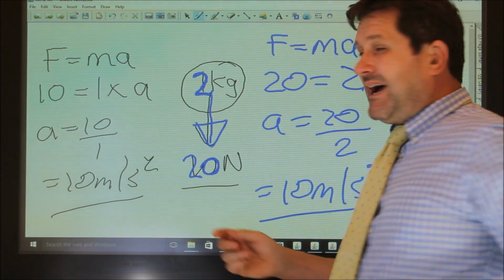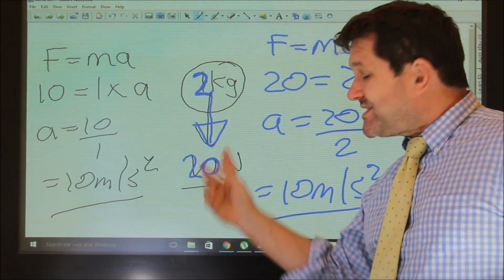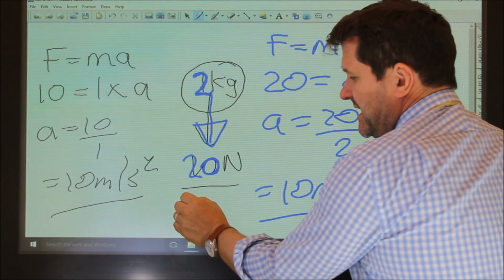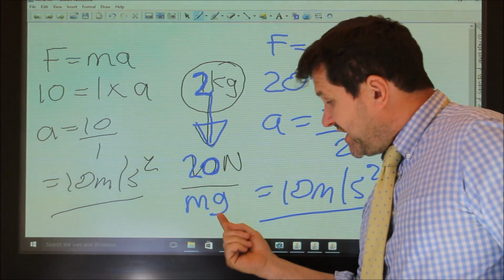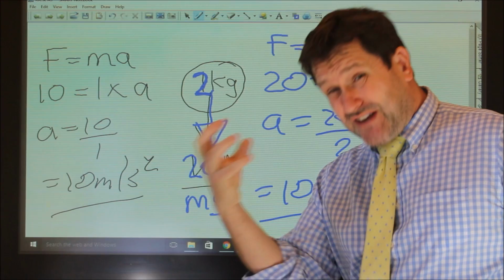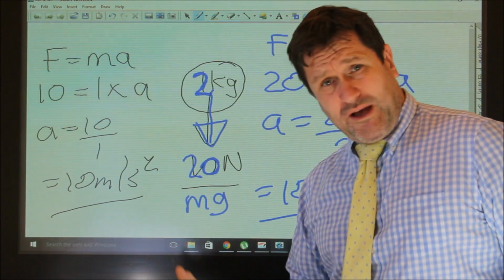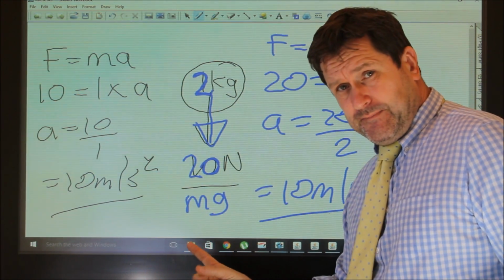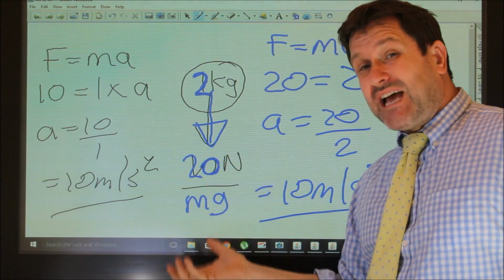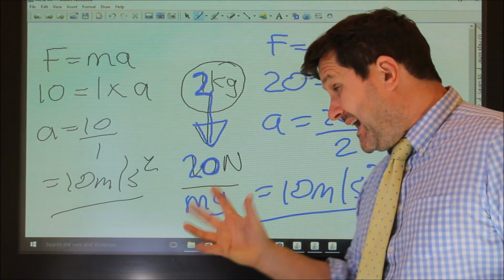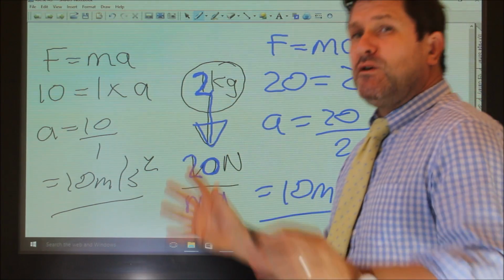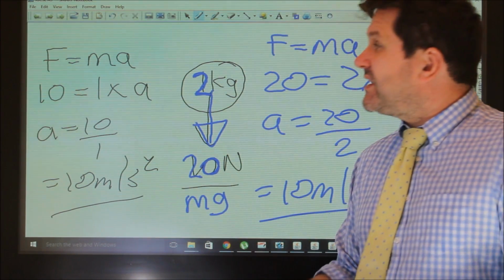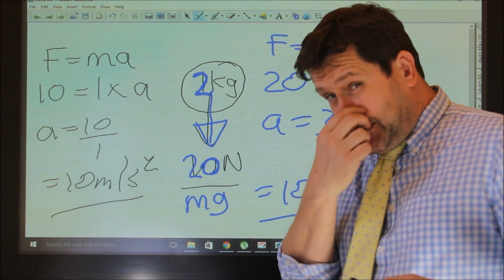So every object that we ever do now, we can label a force down. As long as we have its mass, we can label a force down and label this mg. Mass times g. And g is the acceleration due to gravity on Earth, and it's always 10 newtons per kilogram, or 10 meters per second squared, okay? Either unit.